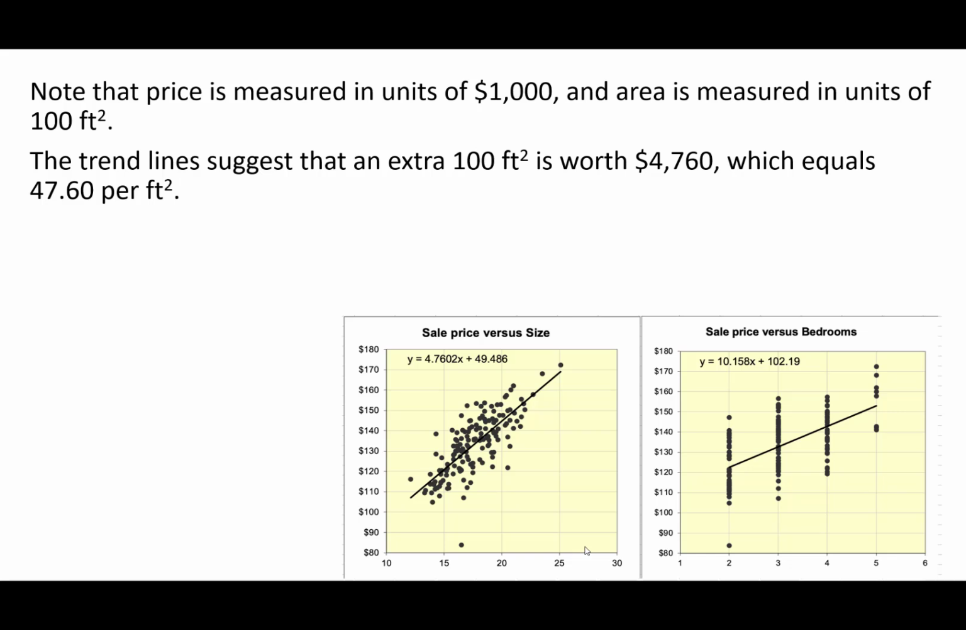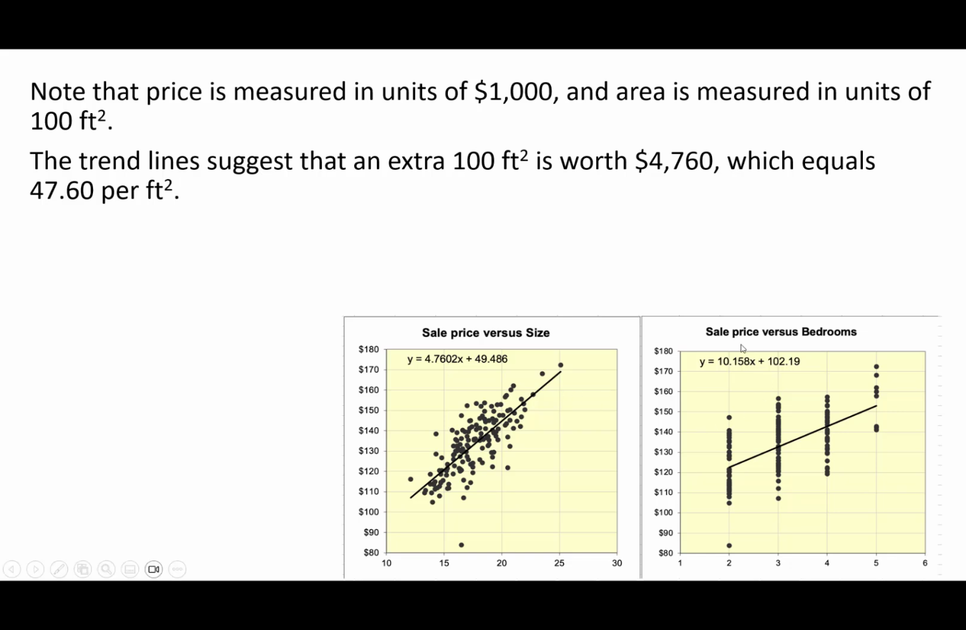And when you put that into the numbers we have there, the price is measured in units of $1,000, area is in 100 square feet. So the trend line suggests that if you could get an extra 100 square feet, that would be worth $4,760. Notice that that's the number right here, and the y equals mx, m is 4760. So that tells you that it's about $47.60 per square foot.